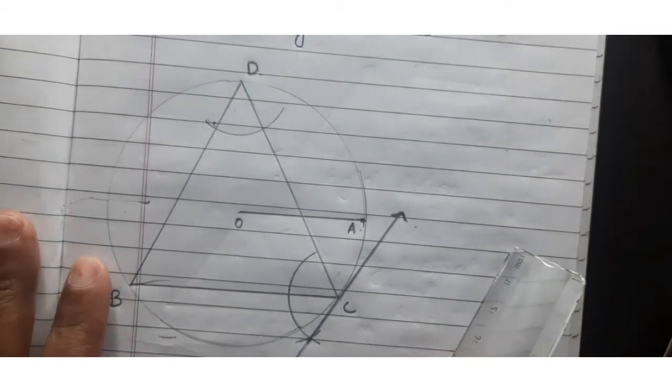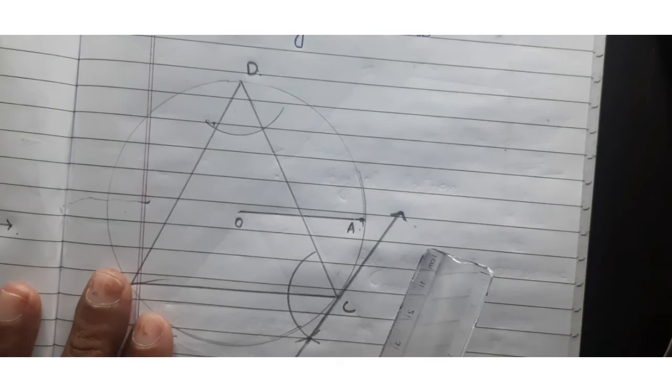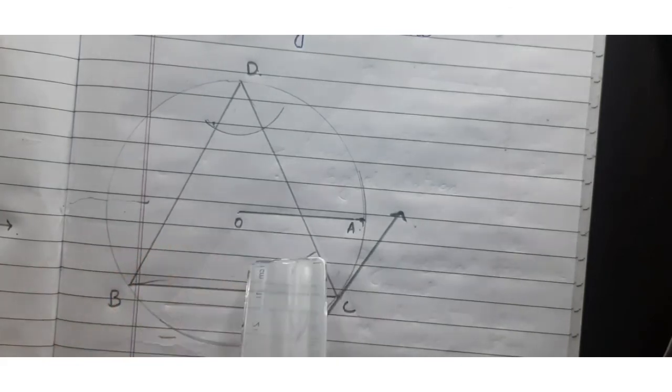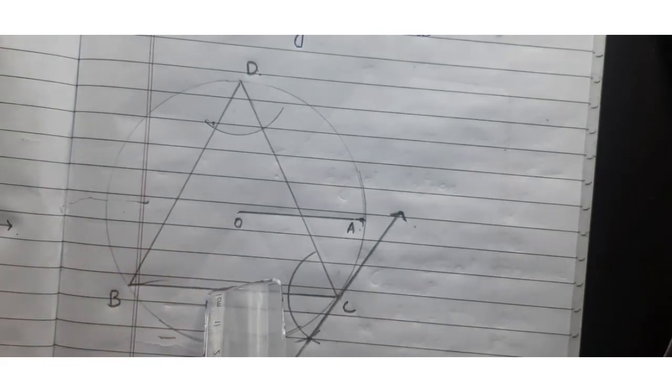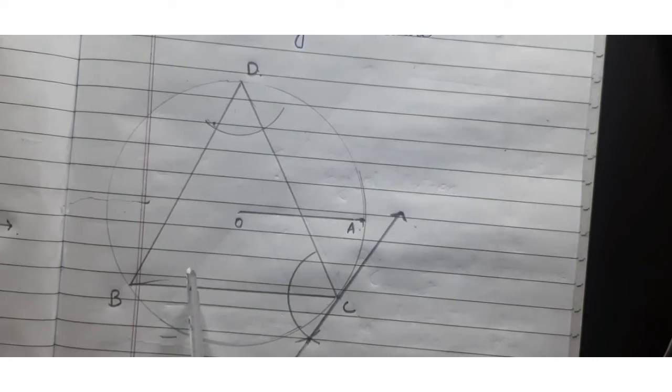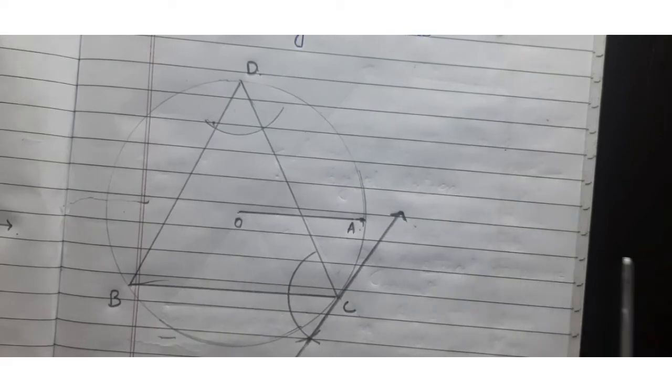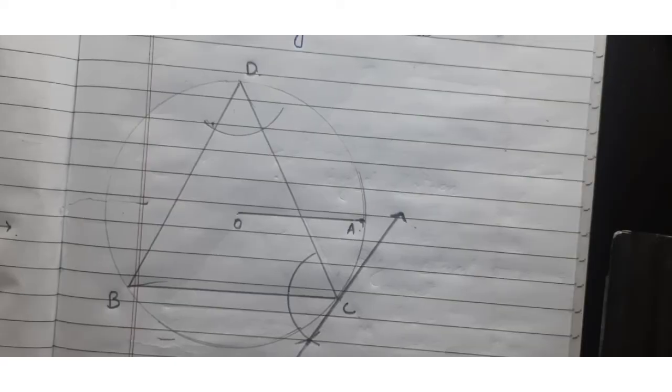Somewhat this kind of figure you are going to get. Without using the center means a triangle will come. With using the center means you have to use the concept of perpendicular. Okay, clear? I hope it is clear. Now we move on to the next construction.